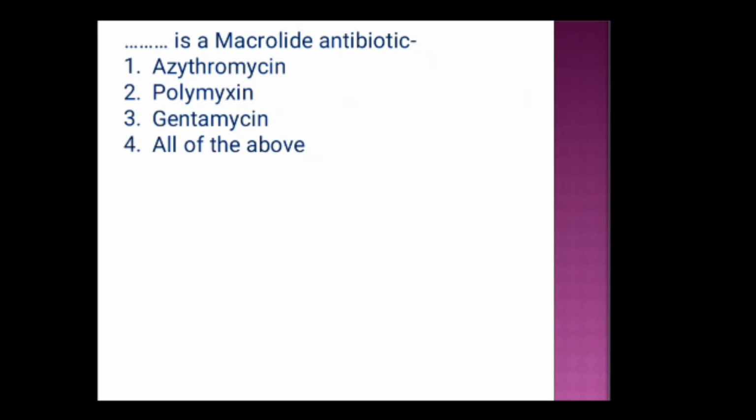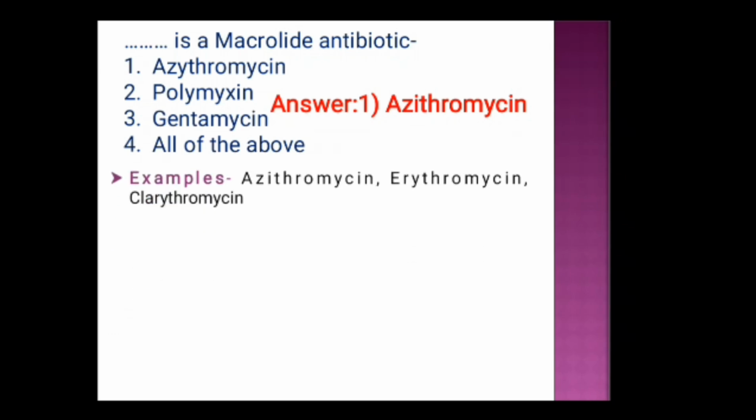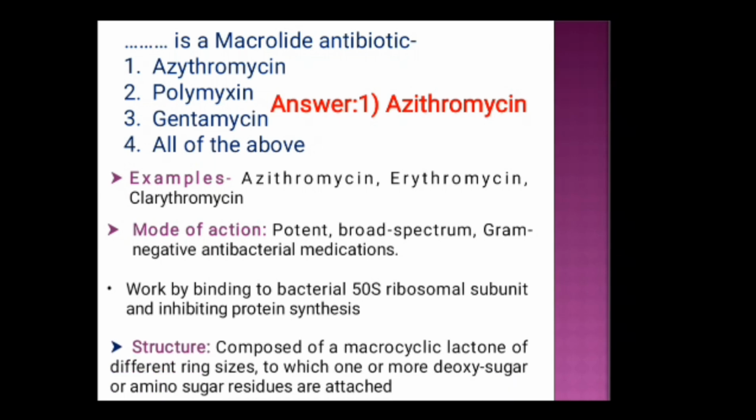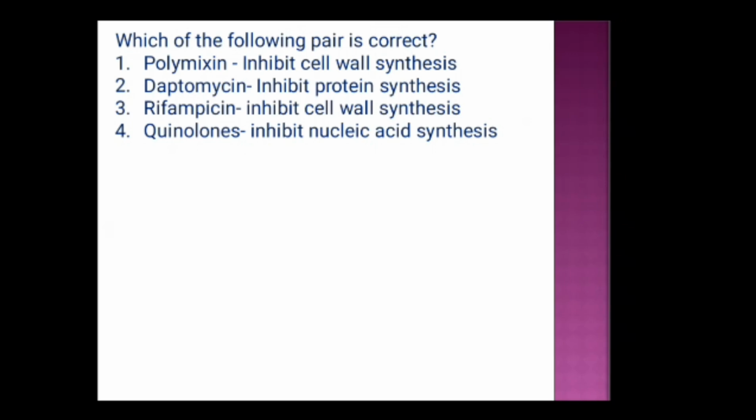Blank is a macrolide antibiotic. Option 1 azithromycin, option 2 polymyxin, option 3 gentamicin, option 4 all of the above. And the correct answer is option 1 azithromycin. Examples include azithromycin, erythromycin, clarithromycin. These are macrolide antibiotics. And the mode of action: macrolide antibiotics are potent broad-spectrum antibacterial medication. They work by binding to bacterial 50S ribosomal subunit and inhibit protein synthesis. The structure is composed of macrocyclic lactone of different ring sizes to which one or more deoxy sugar or amino sugar residues are attached.